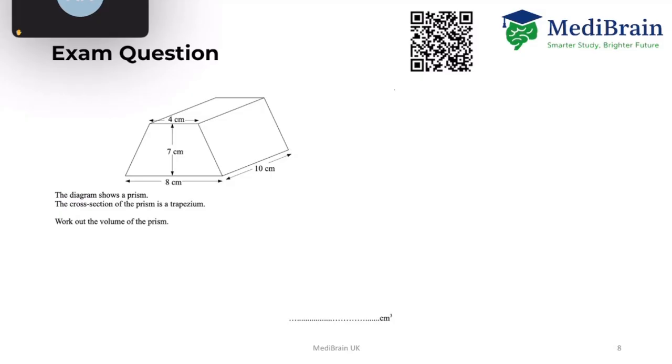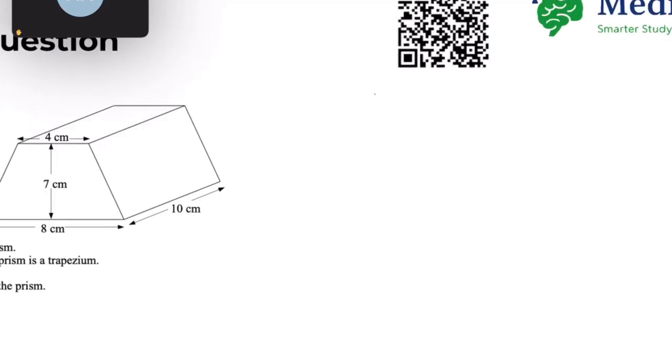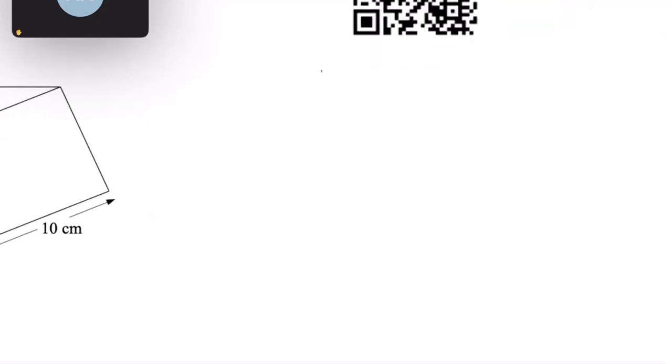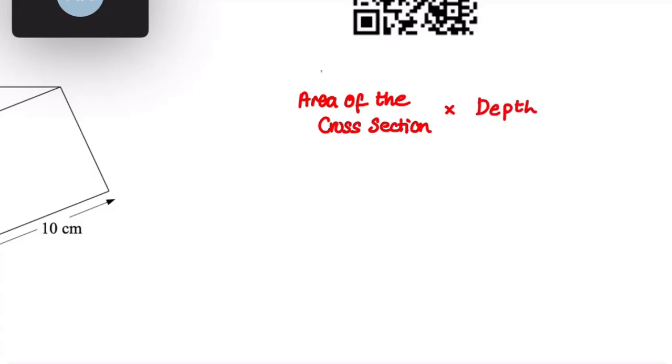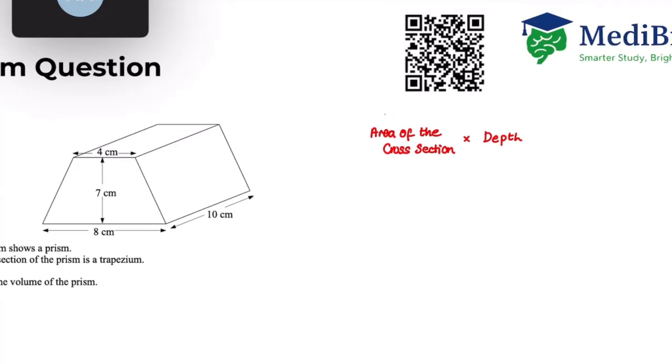So we need to work out the volume of this prism. So step one, the formula is working out the area of the cross section, and then we're going to multiply it by the depth to work out the volume. Okay, so that's how we're going to work out the volume of this prism.